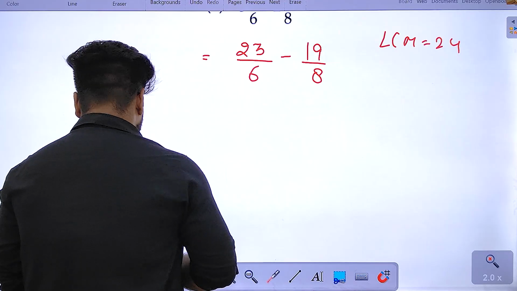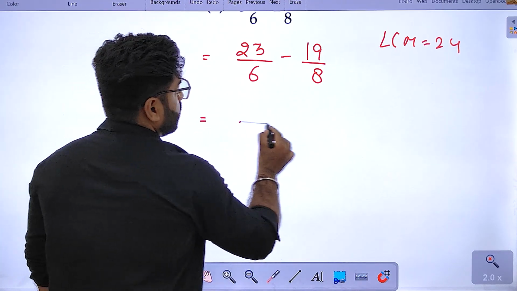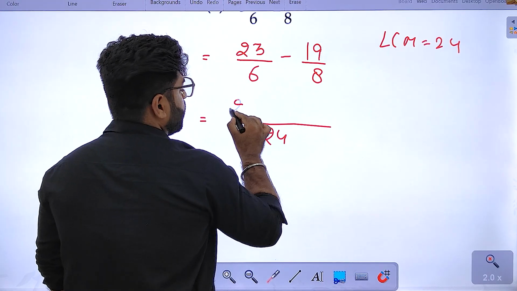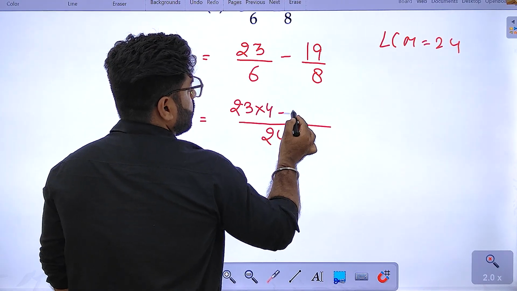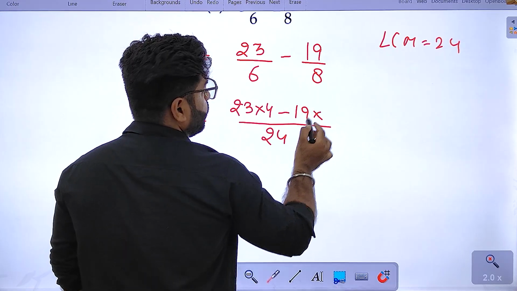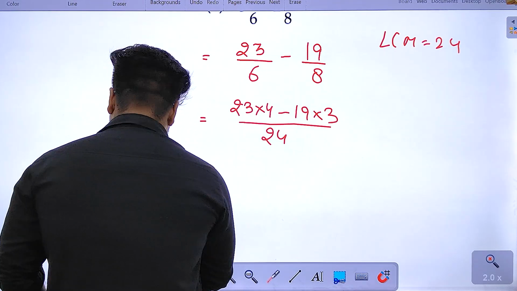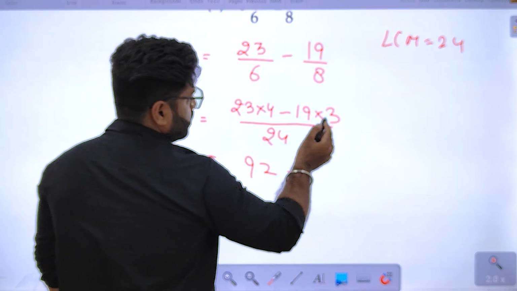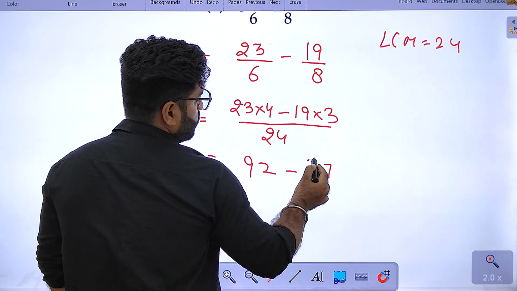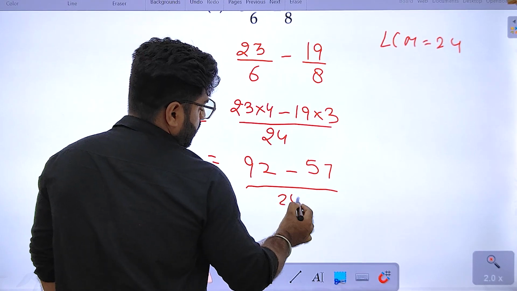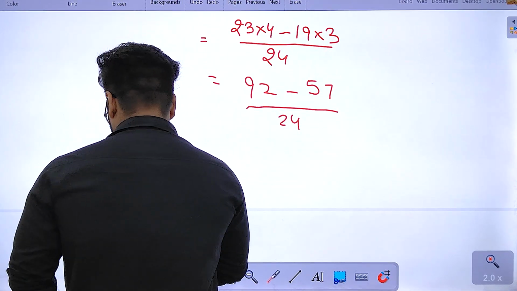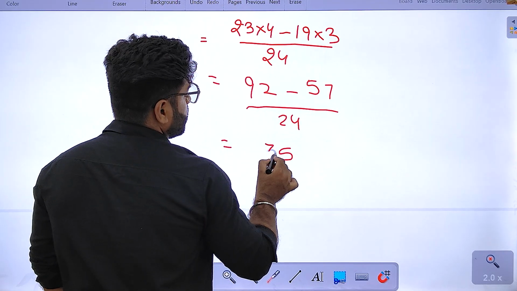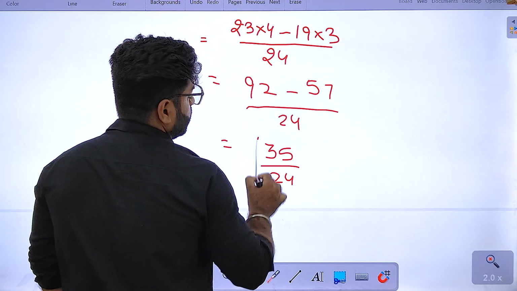So now we are going to change them into like fractions. So we are having 24. So 6 4s are 24, we have to multiply 23 by 4. Minus, here we are having 8 3s are 24, so we are going to multiply by 3. Now 4 3s are 12, 4 2s are 92, and this is 57 by 24. So if we subtract them, 92 minus 57 is 35 by 24. This is our answer.